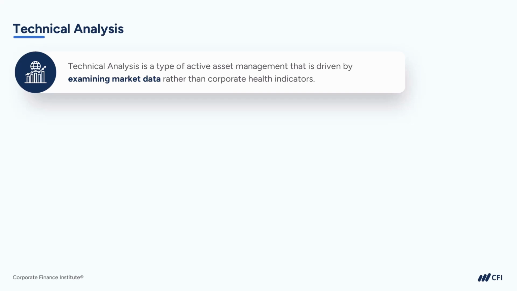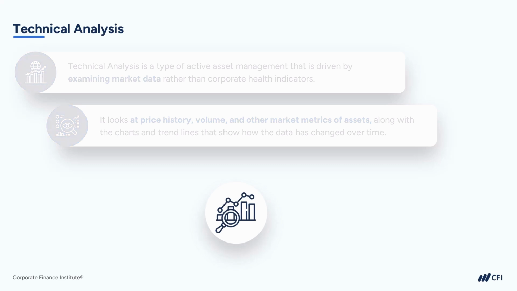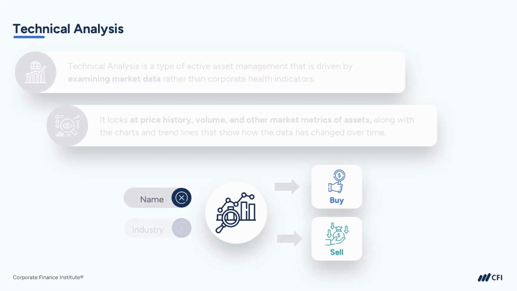This means that rather than looking at the income statement, balance sheet, and cash flow statement of a company, technical analysts are instead looking at the price history, volume, and other market metrics of a particular asset, along with the charts and trend lines that show how these data have changed over time. Theoretically, a technical analyst could look at the chart of any traded asset, whether it be a stock or commodity, and tell you whether they believe it's a good time to buy or sell it without even seeing its name or knowing what industry it belongs to.